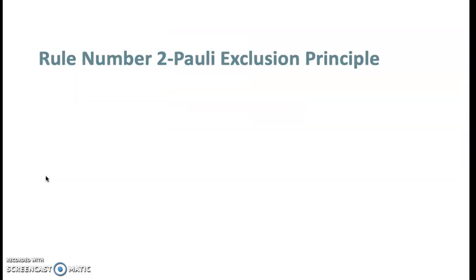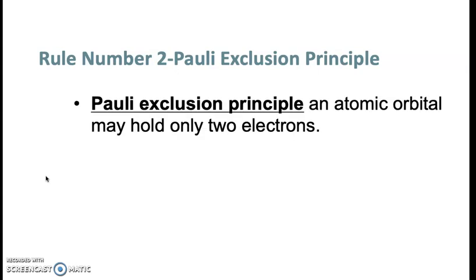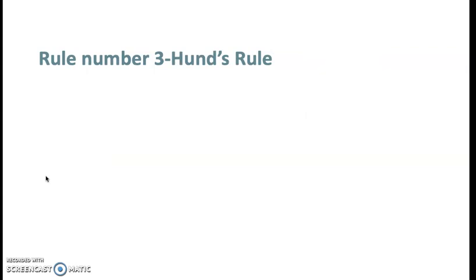Okay, rule number 2 is Pauli exclusion principle. This means within one single individual line or orbital, it may hold only 2 electrons, okay? One is going to have a positive or north spin, and the other is going to have a negative down spin, okay? One up, one down, okay? That was the easy rule.